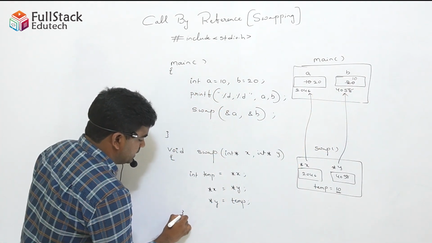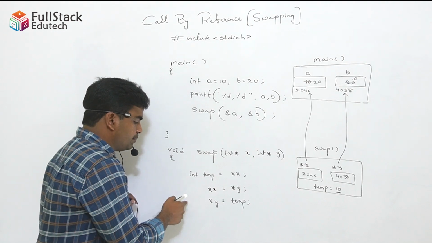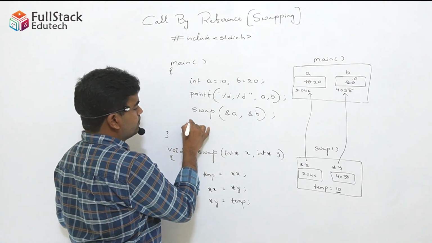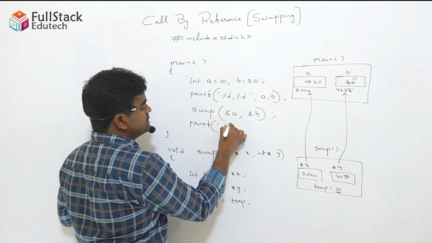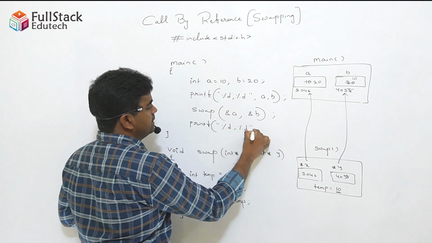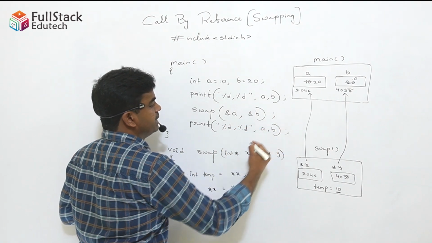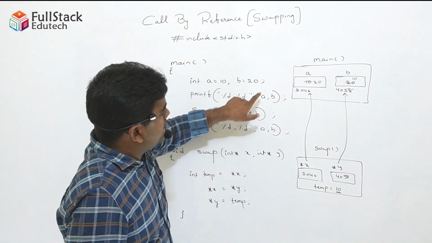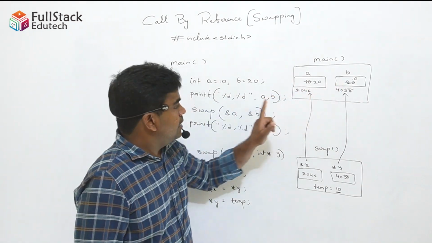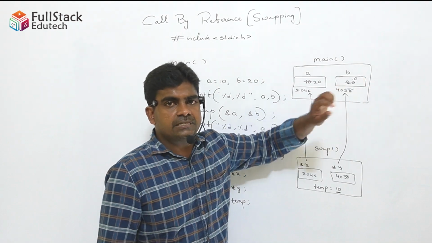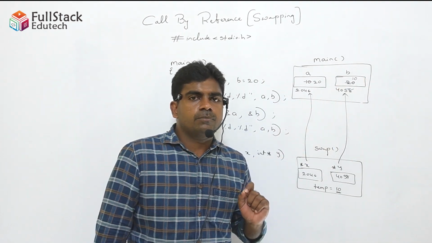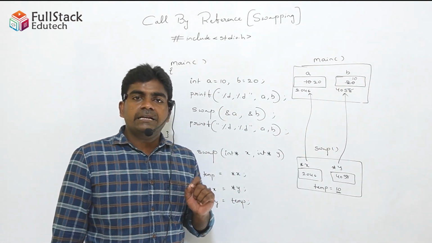Here swapping is completed. Once swapping is completed, the control will go back. Whenever you print %d, now a comma b, before swap the values are 10, 20. Now after swap the values are 20, 10. So this is how we can perform swapping through call by reference.